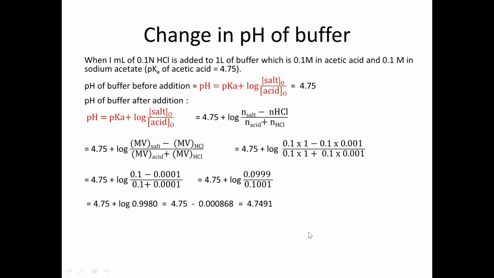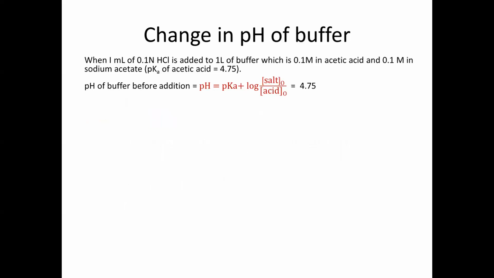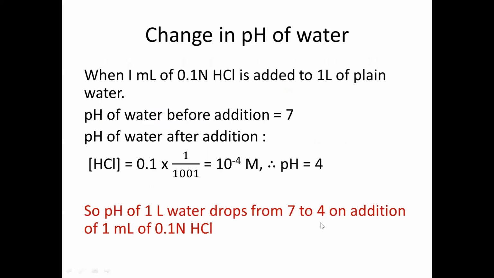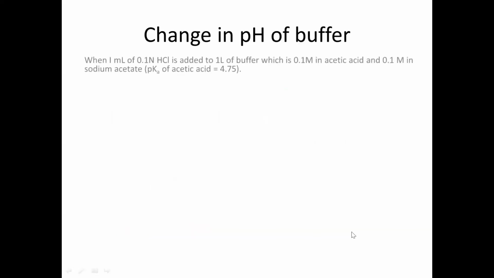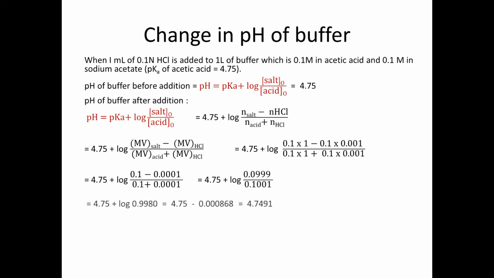And if we compare it with the change in pH of water, there is a sharp change in the pH of water, as we have seen, from 7 to 4. And here there is hardly any change, from 4.75 to 4.7491. Okay, so this is how we say that the buffer resists the change in pH.